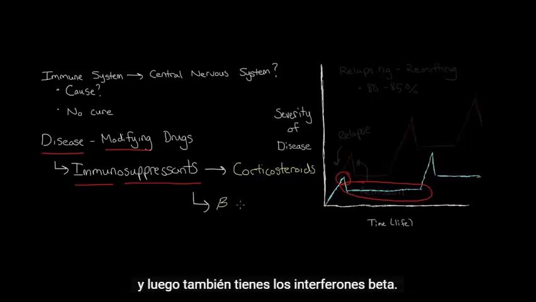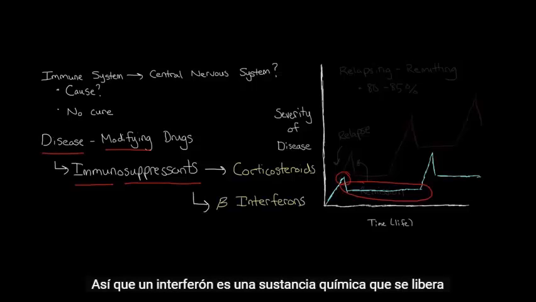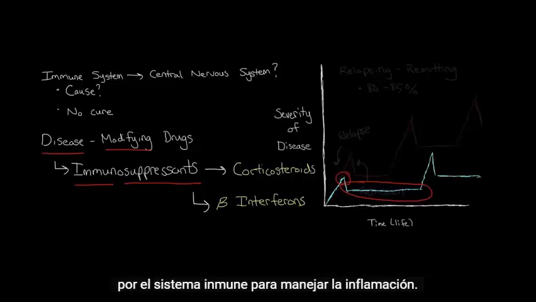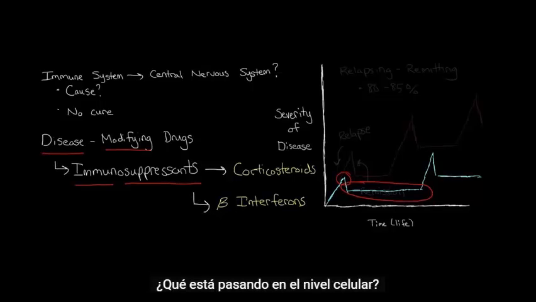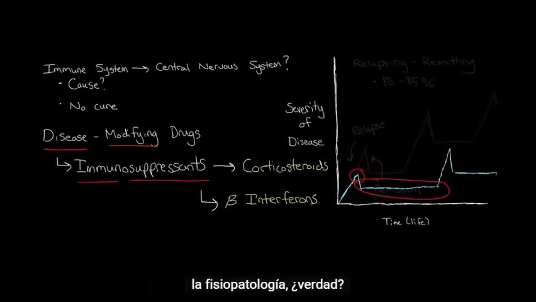And then you also have the beta interferons. So an interferon is a chemical that's released by the immune system to manage inflammation. A beta interferon will suppress the inflammation. So how do these work? What's going on at the cellular level? Well, we kind of have to understand the pathophysiology.